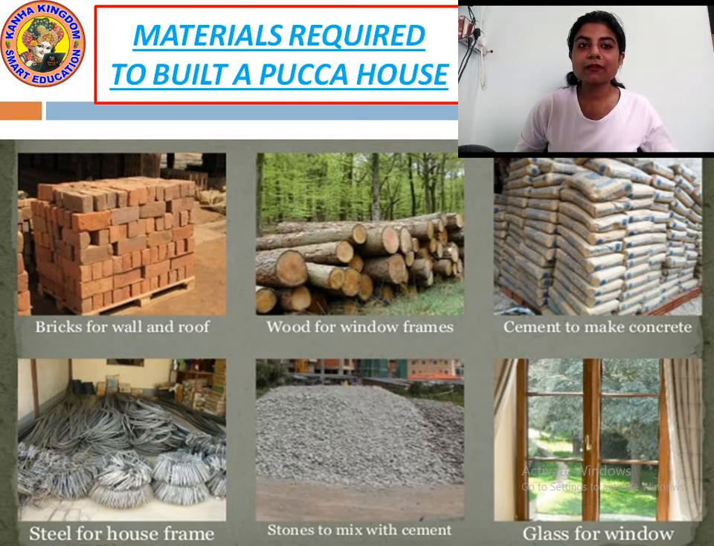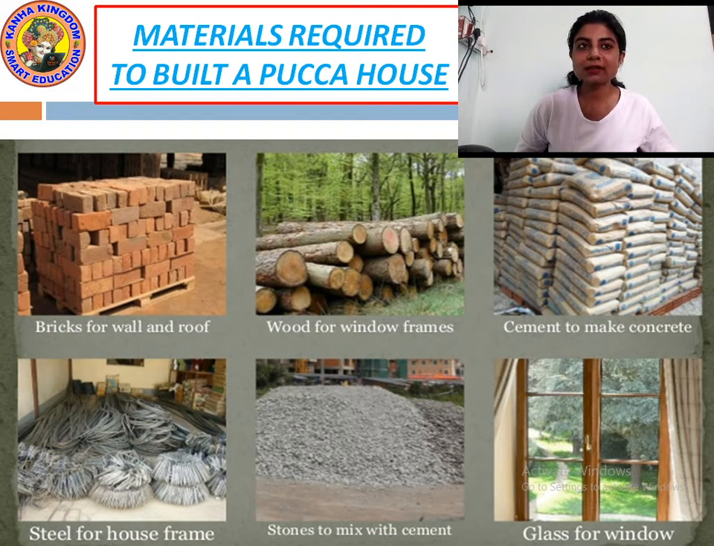Then steel for house frame. To frame a house, we need steel rods. Then stones to mix with cement. We need stones so that we can mix with the cement and make concrete, and after that we can plaster our house so that our house will be built strong. Then glass for windows. So these are the materials that we need to build a PUCCA house.